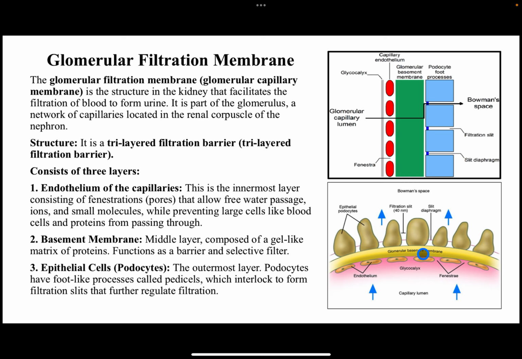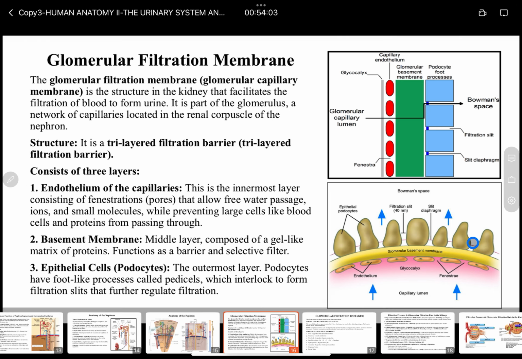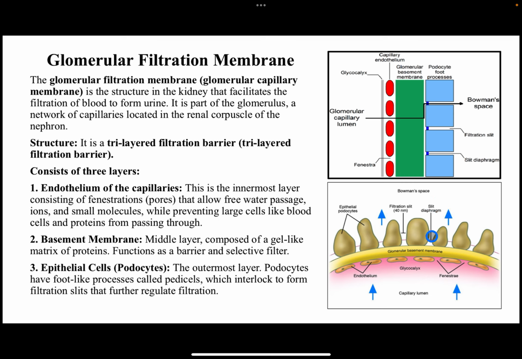Then from there we go to the outermost layer, which we refer to as the podocytes or epithelial cells. So these are the podocytes. This is a podocyte, this is another podocyte, and another. And it is lined by what we call the slit diaphragm. Then we have spaces in between them, which we call the filtration slits. So we have spaces in between the epithelial podocytes that we call the filtration slits.